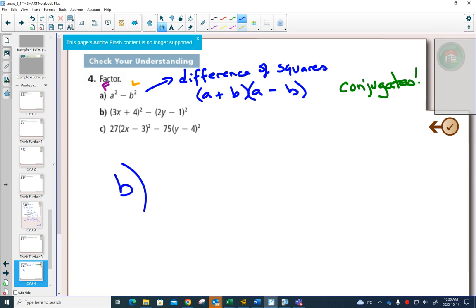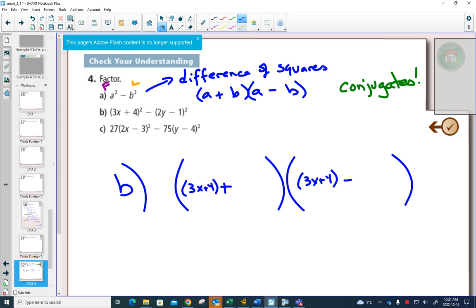Now, in part B, you see that you have a minus sign. You see you have something squared minus something squared. This is a difference of squares, and we can go to the answer right away. One will have a plus, one will have a minus. What times what gives you (3x + 4) squared? I'm going to put a little set of brackets here and write 3x + 4 and 3x + 4.